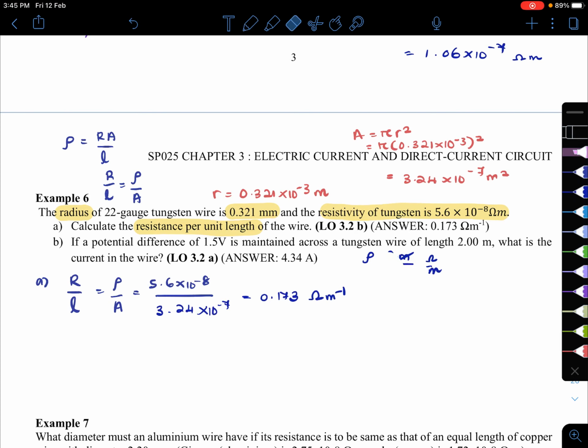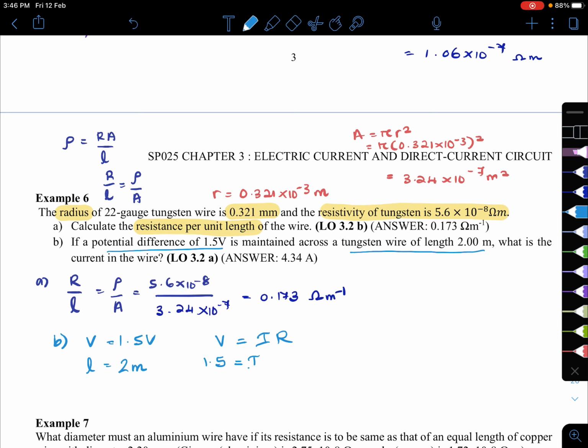Okay, let's try to do B pula. If a potential difference of 1.5 volts is maintained across a tungsten wire of length 2 meter, what is the current in the wire? Okay, so I think we could find current. Satu je kan formula dia. V equals to IR. And then V kita ada 1.5. And then sekarang ni nak cari I pula kan.